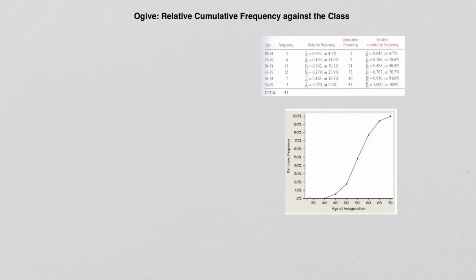I like percentages. What you need to do is work backwards. Notice the following. The very first row does not change. You see 2 out of 43, 2 out of 43, 2, 2, 4.7, 4.7. Of course, you haven't accumulated anything other than the first term.